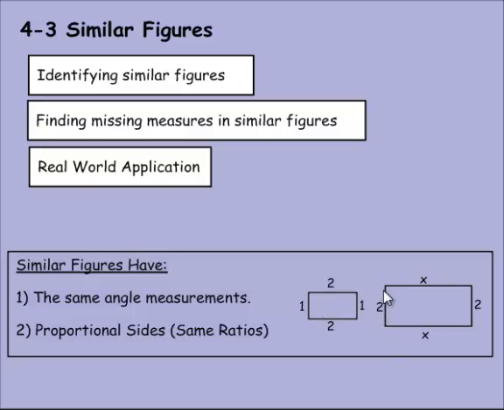So here I see the short side of this bigger rectangle is 2, and the short side of this smaller rectangle is 1. So I see that this is twice as long as this. So therefore, this x is going to be twice as long as this long side, which is 2. Twice of 2 is 4. So I could replace this x with a 4, because this is twice as long as that.